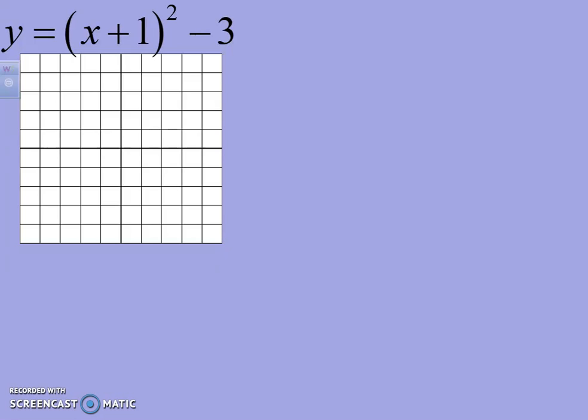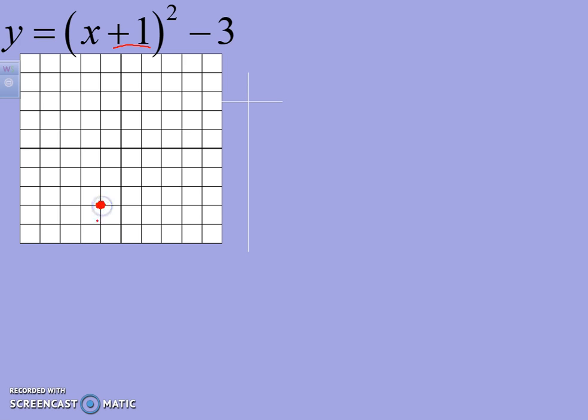Okay, so today your job is to make graphs out of these parent functions. This is the baby function for the parent, y equals x squared. So the first thing I do is identify where my new vertex is going to be. The plus 1 moves it to the left 1. The minus 3 moves it down 3. So I'm going to go left 1, down 3, and put my first dot. That's my new 0, 0.